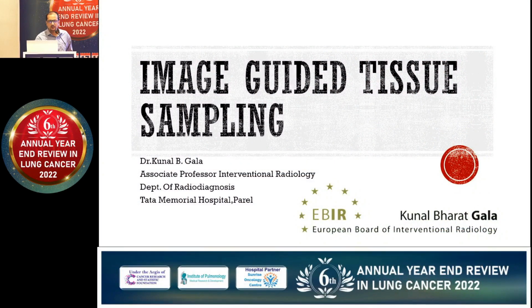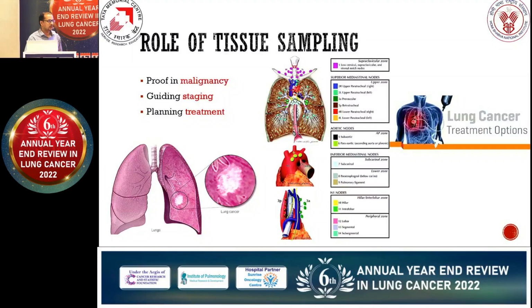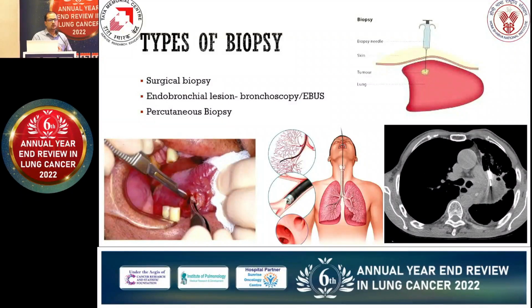So as we are aware about the liquid biopsy and AI, probably my role would be very limited. But coming to the present era, image guided biopsy sampling is a must for all of these. So first of all, what is the role of tissue sampling, and why is it important? It is important first to prove that it is a malignant lesion, for guiding staging, and for planning the treatment. So what are the types of biopsies that are available in the present era?